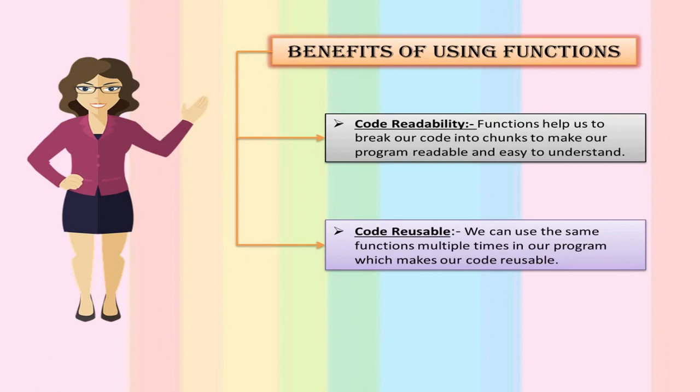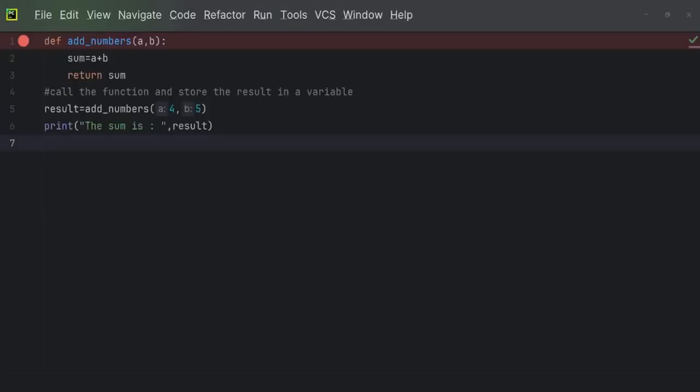Now I will show you an example of functions in Python. In this example, we define a function called addNumbers that takes two parameters, a and b. Here, addNumbers is a user-defined function, so instead of writing addNumbers, you can give any other name. Inside the function, we add numbers a and b together and store the result in the variable sum.